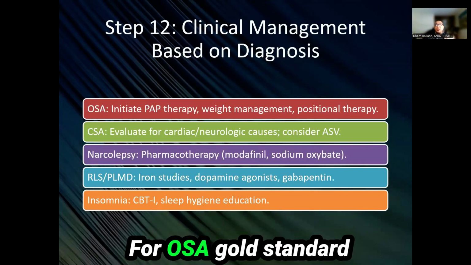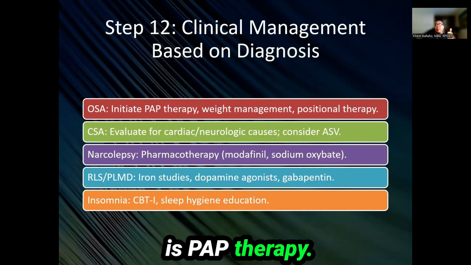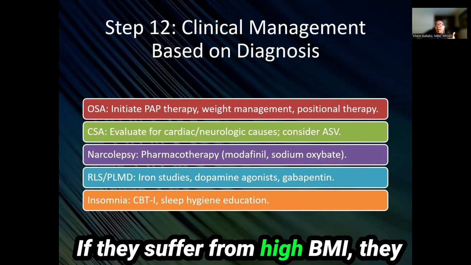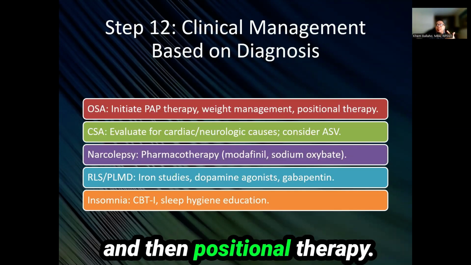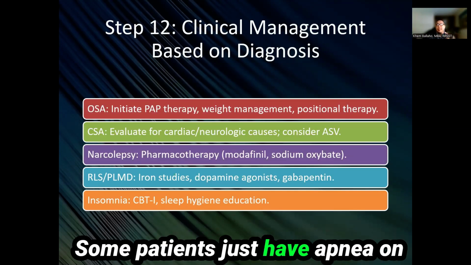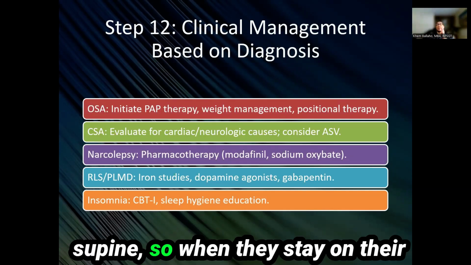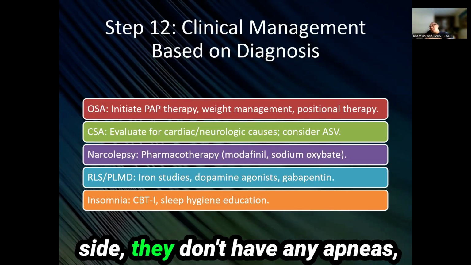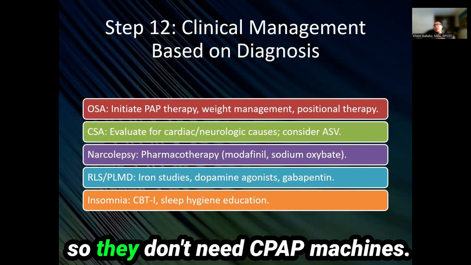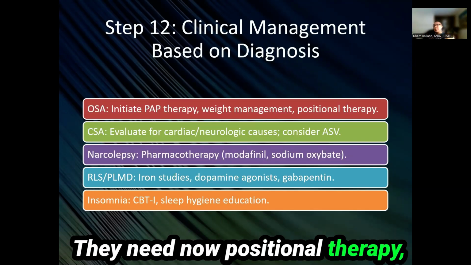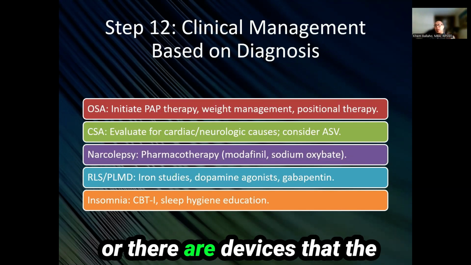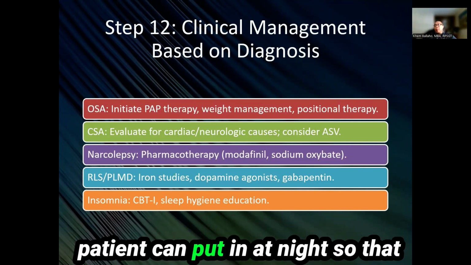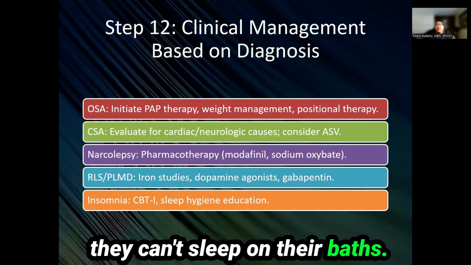For OSA, gold standard is PAP therapy. If they suffer from high BMI, they usually add weight management and then positional therapy. Some patients just have apnea on supine. So when they stay on their side, they don't have any apneas. So they don't need CPAP machines. They need positional therapy, which you can just use pillows, or there are devices that the patient can put in at night so that they can't sleep on their backs.